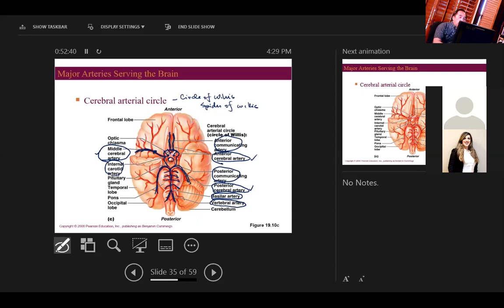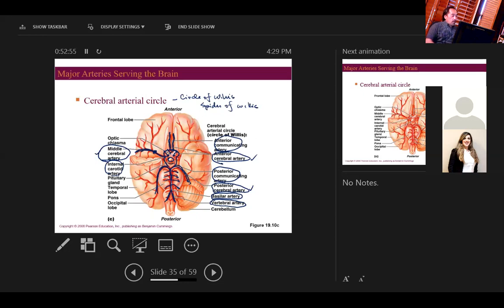And doesn't it look like a spider? The only thing missing here is the smile. Okay, so that's how you actually try to memorize your branches of the arteries located in the brain.